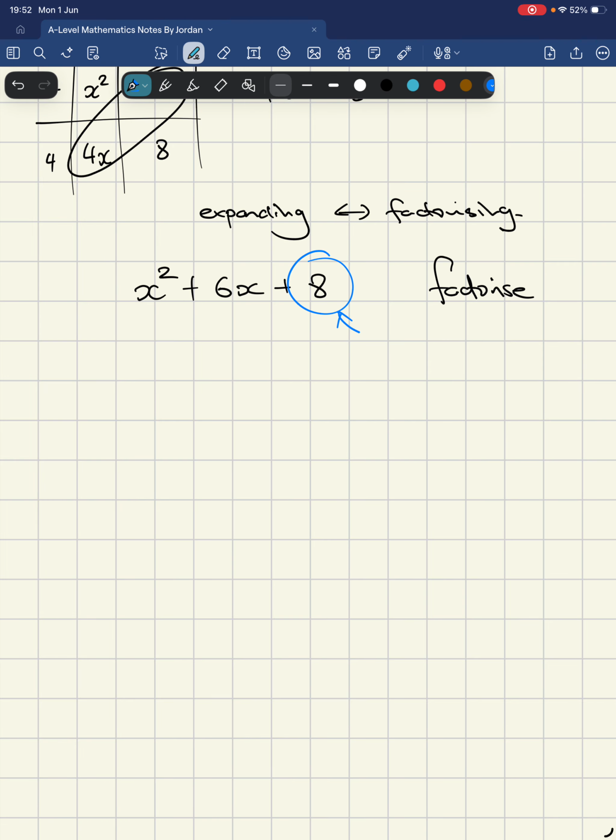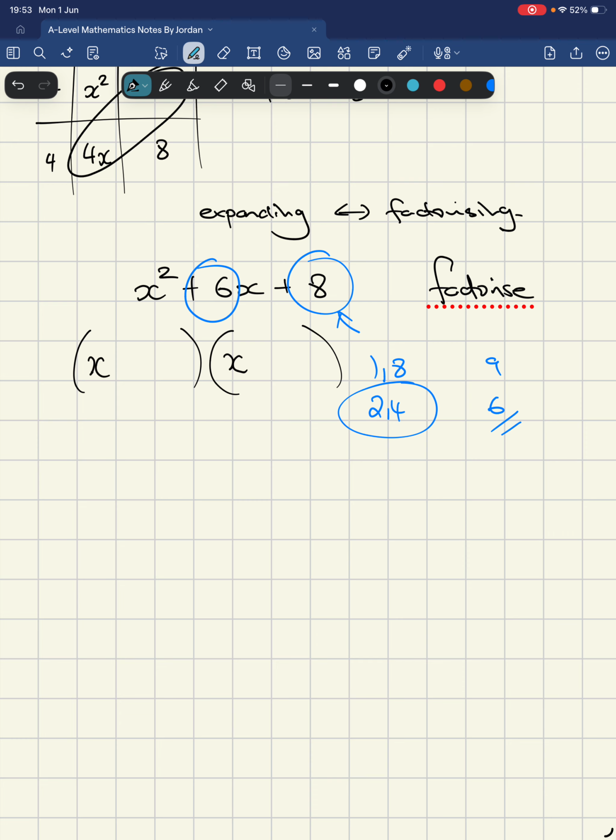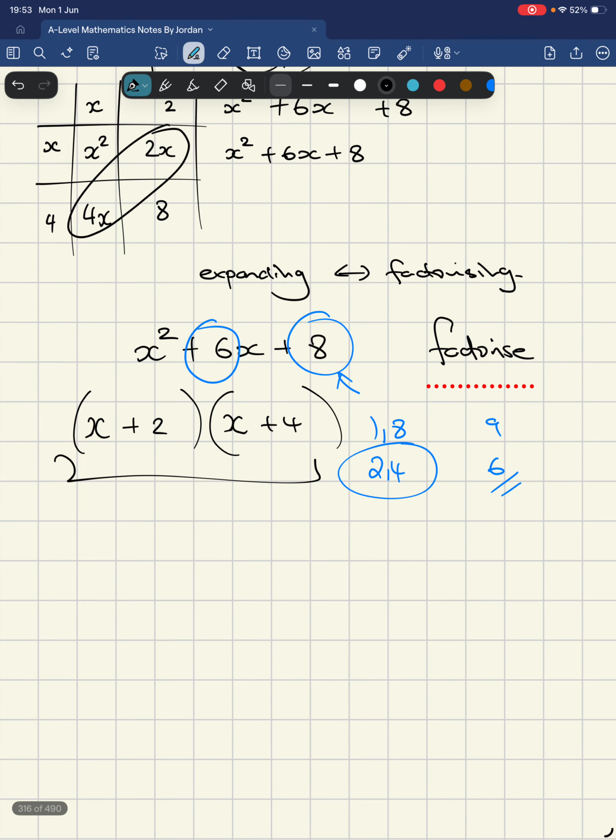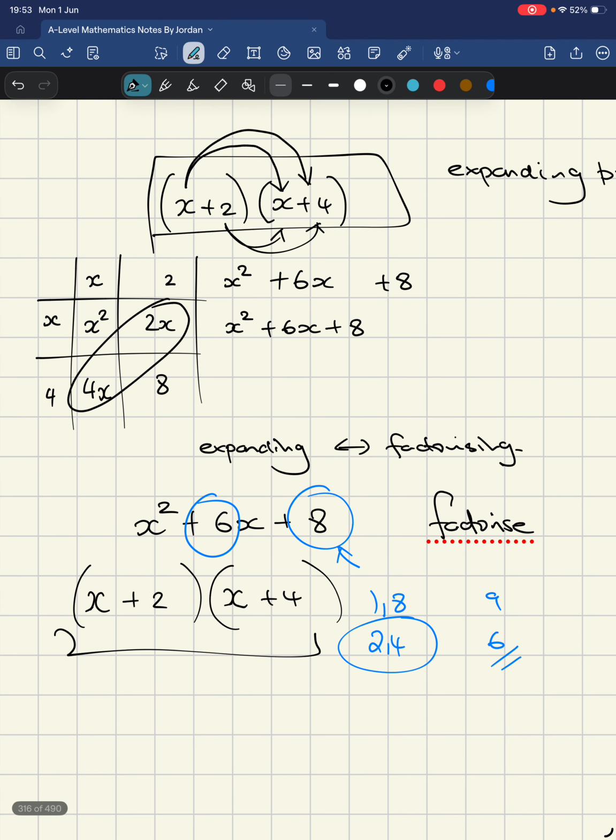So we have an 8 here at the end. I look for numbers that are factors of 8, which are 1 and 8, and 2 and 4. And then I add these. This one adds to give me 9, and this one adds to give me 6. And you notice I see a 6 there, so 2 and 4 is the correct pair. I then add 2 brackets in, knowing that there's an x at the front of both, because remember, x times x gives you x squared. Then all I need to do is write a positive 2 and a positive 4. And you see that's factorised, giving you exactly what we had at the start. There you go.